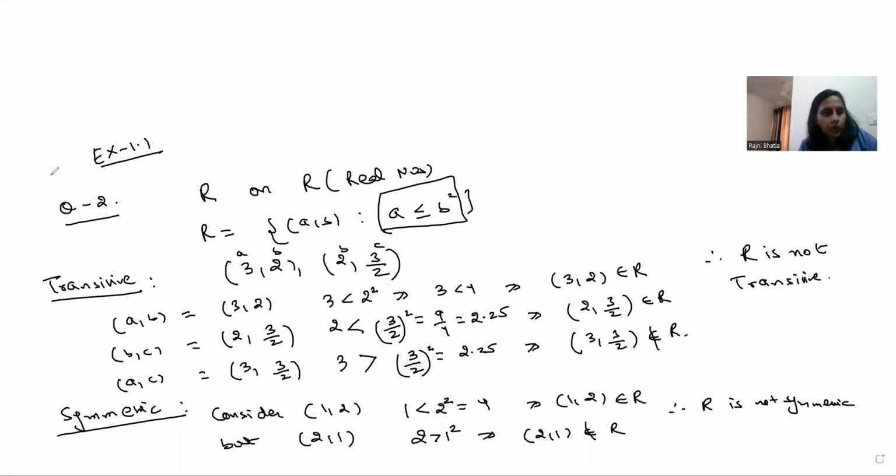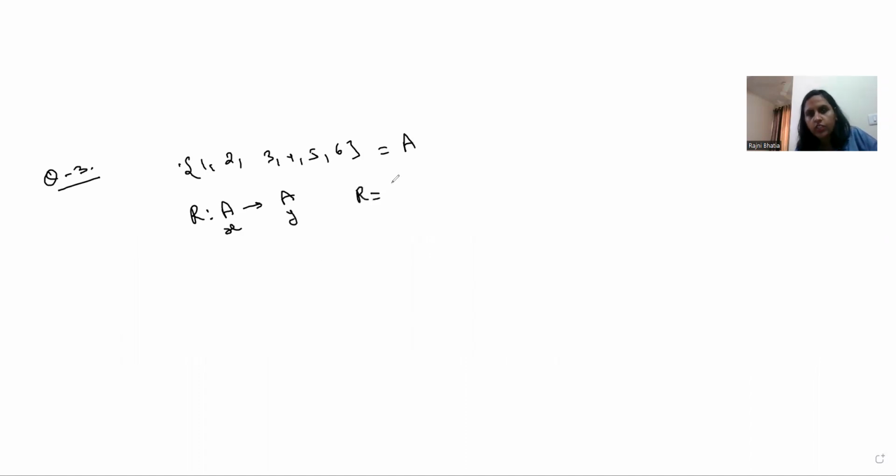Now we'll move to question number 3. Question number 3 says: check whether the relation R defined in the set {1, 2, 3, 4, 5, 6}. If I take this set as A, it means our relation is defined from A to A. That means all the X can take their values from A and all the Y also can take their values from A. The relation R is defined as (a, b) such that b = a + 1. We need to check whether this is an equivalence relation or not.